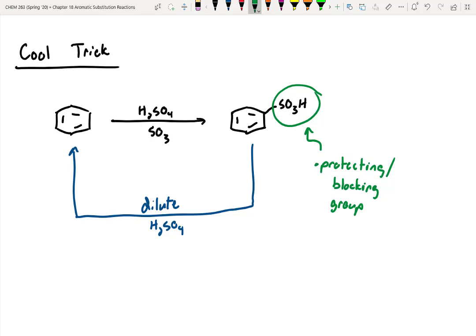And what that means is by installing the sulfonic acid in that position, you block that carbon from doing further chemistry until you remove it later on. And so we'll look at that with some synthesis problems later.